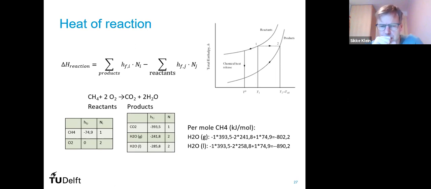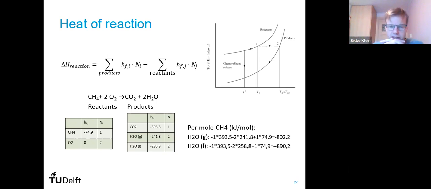Does anybody know what we would normally use for gas turbine calculations? Would we use the upper one where we keep the H2O as gas, or the lower one where we use the H2O as liquid? Does anybody know? Yeah, normally we use H2O as gas. So that's the gas one, it's the lower heating value. You always see this, the lower heating value. Why so low? Because you get a lower value out of it. With liquid, you make extra heat from condensation to water.